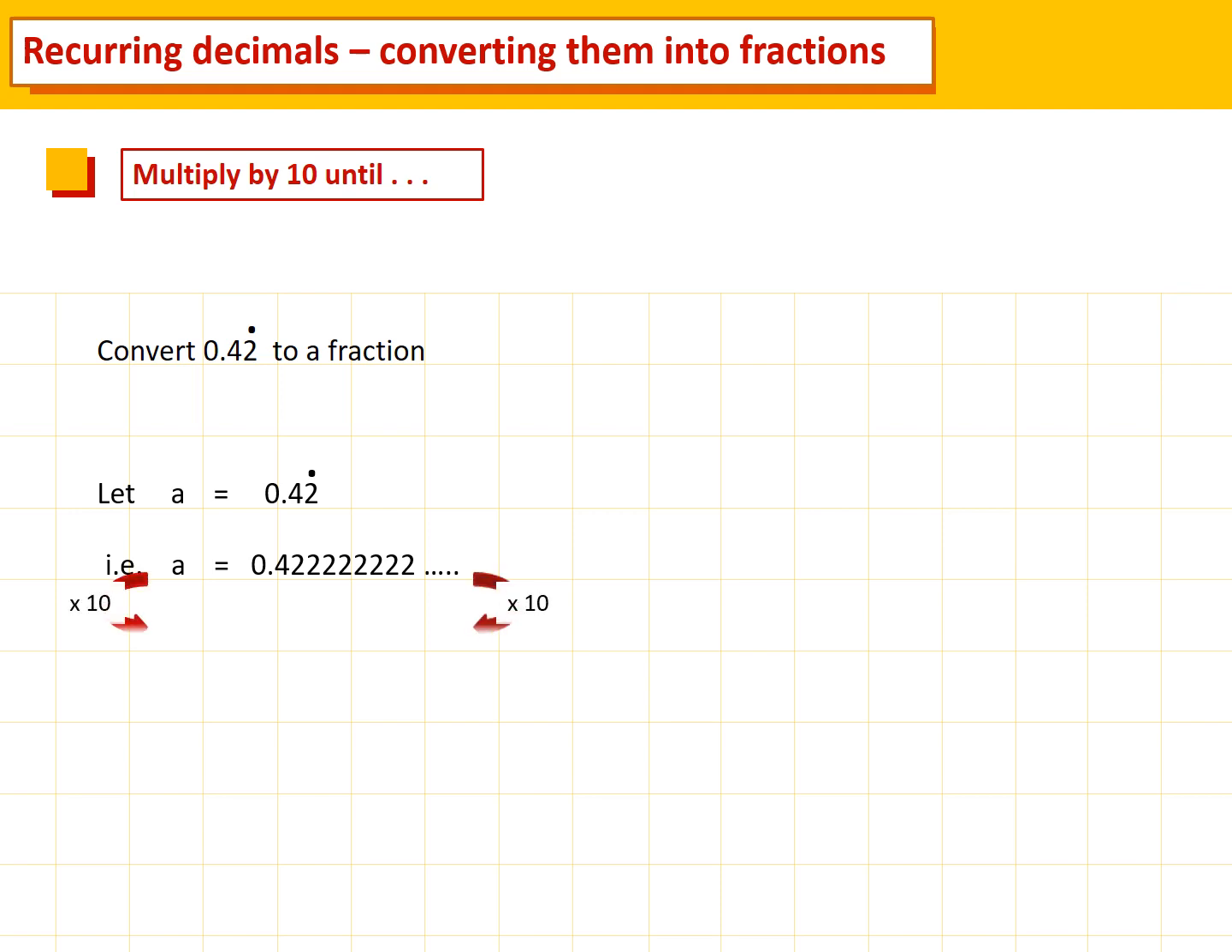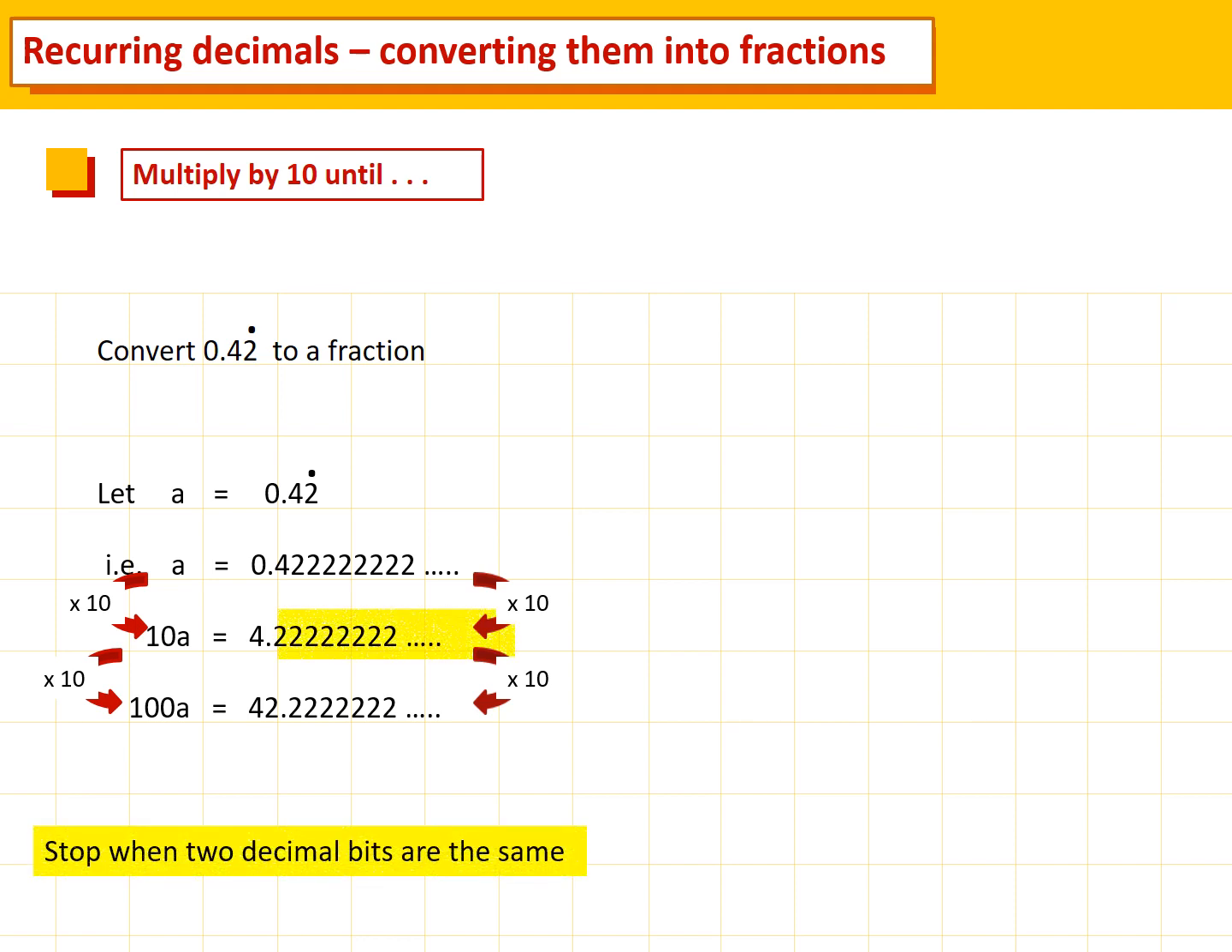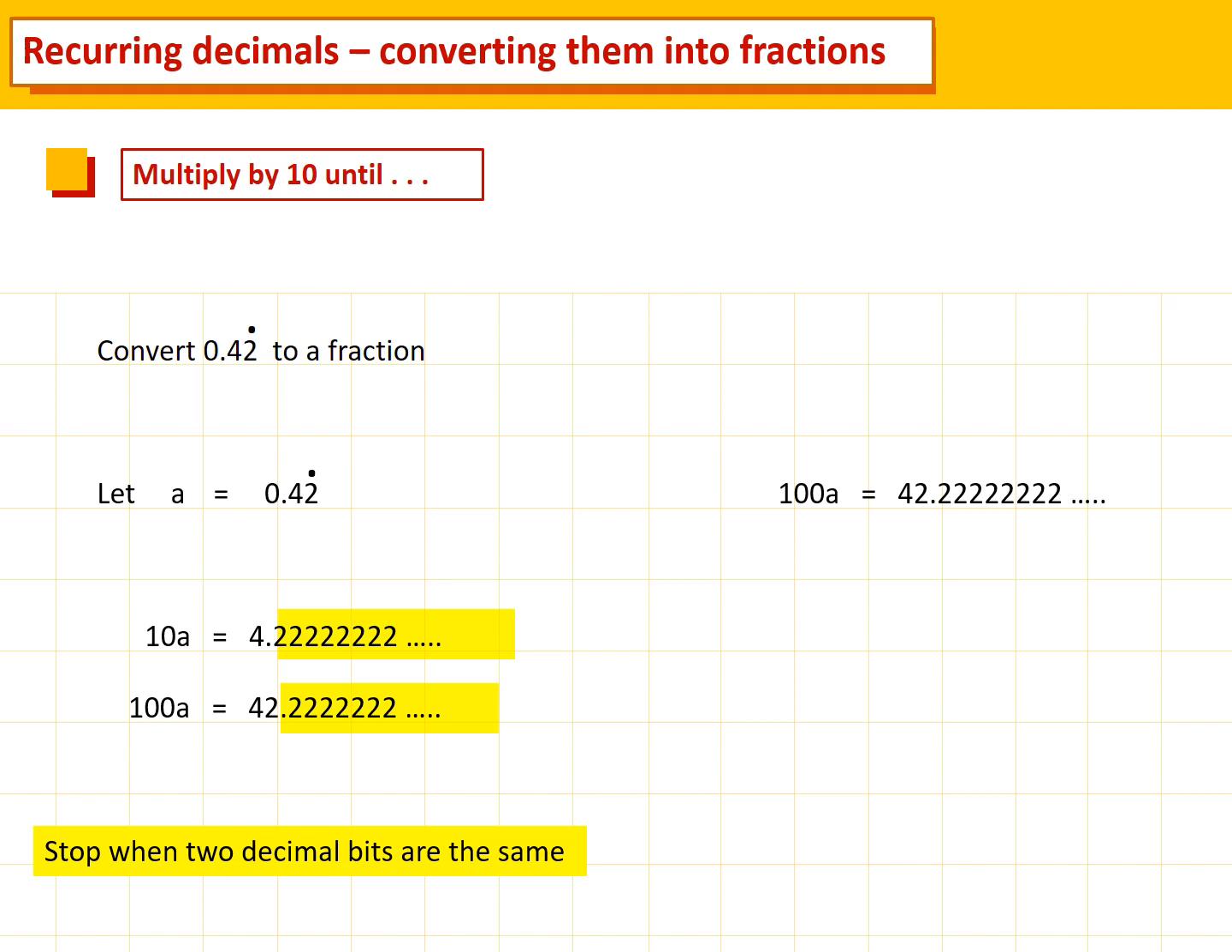We multiply by 10. 10a equals 4.2 recurring. The decimal parts aren't the same, so we multiply by 10 again. 100a equals 42.22222. I can see 2 decimal parts, and I'm sure you can too. 10a and 100a. Those are the 2 parts I'm going to use.